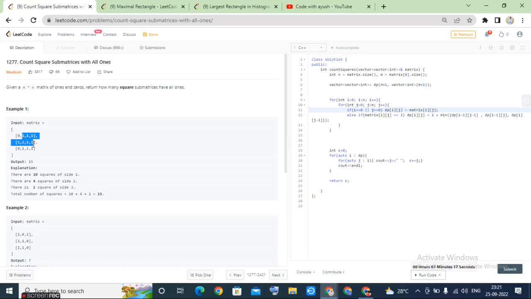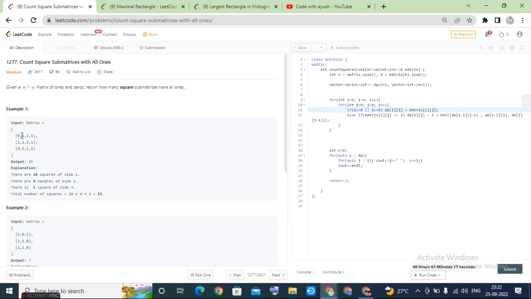There are ten 1 cross 1 squares containing 1, because there are ten ones, right? So these are ten 1 cross 1 squares, and then there are four 2 cross 2 squares containing all 1s. As you can see, one is these two ones, and these two, and then this two and this two, and similarly this two and this two cross this two. So these are 4 squares.